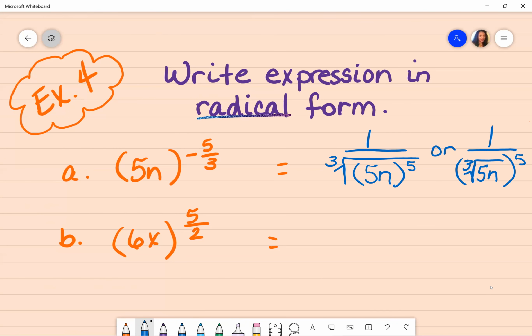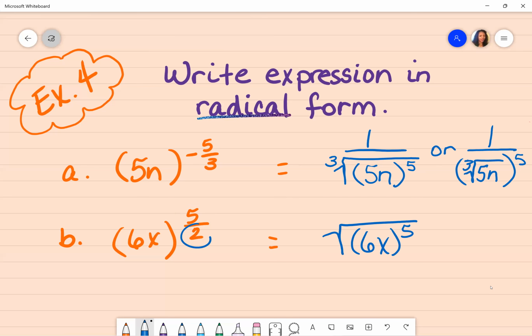For the second one, I don't have a negative exponent. I mentioned earlier that sometimes it's referred to as a fractional exponent or a rational exponent, so just know the terminology. In this case, I would simply take my numerator and attach it to my radicand, because what's in the base of whatever I'm working with is my radicand. So that will be 6x raised to the 5th power.